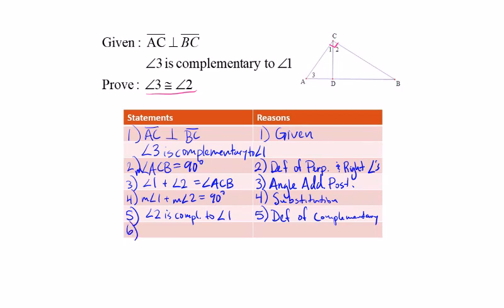And so now we figured out that we have two angles, angle 3 and angle 2, that are complementary to the same angle 1, right? And since we have that relationship going on, we can use theorem 2-3, right? So by theorem 2-3, congruent complements theorem, we can say angle 3 must be congruent to angle 2, right? Because they're complements to the same angle. So we proved what we set out to prove.